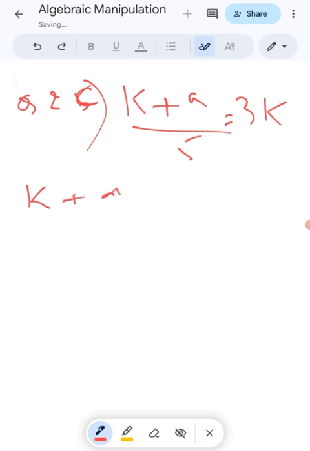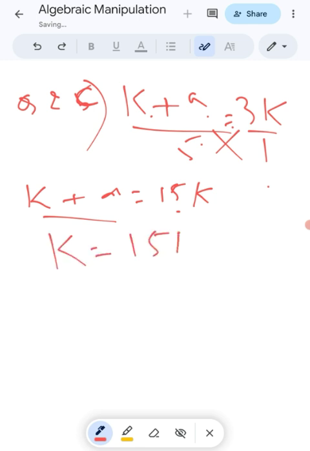So K plus A is equals to 15K because we are cross multiplying, right? 5 into 3 is going to be your 15K. K plus A into 1 makes K plus A as it is. Now K had to be made the subject, so K is equals to 15K minus A, right?